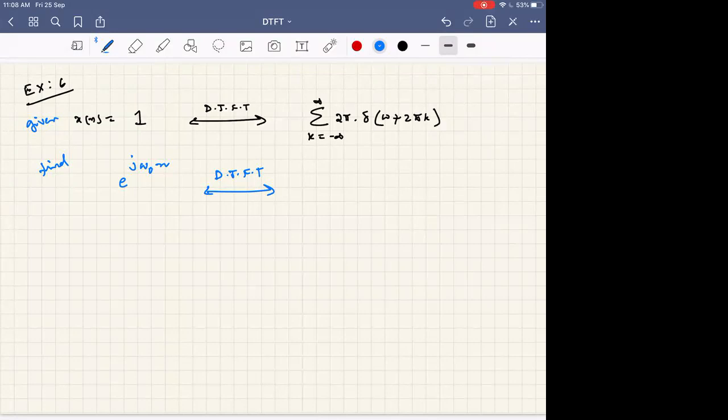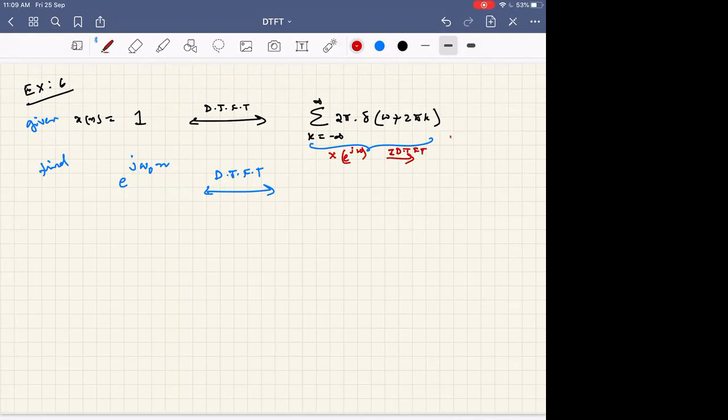So we have to find the discrete time Fourier transform for 1. But there is an even simpler way: you prove it the other way. You take the discrete time Fourier domain expression, X of e power j omega, and from here you find the inverse discrete time Fourier transform. That is even simpler.